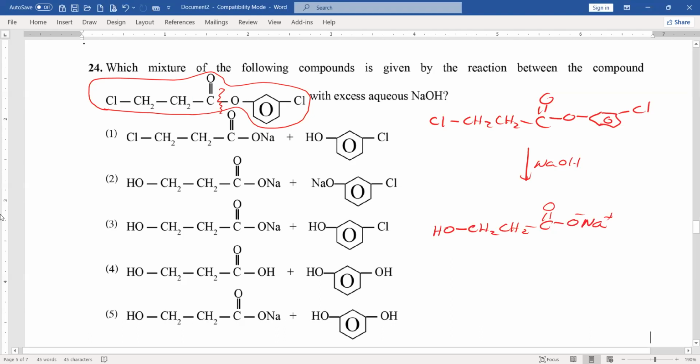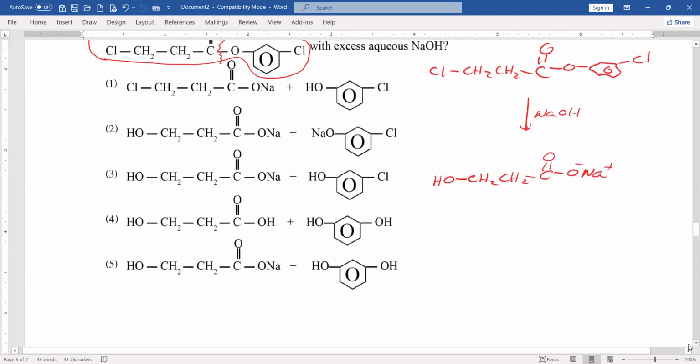And when we get the other side, you will get the alcohol. In this case, the alcohol is our phenol. So you will get the phenol. And again, phenol will react with sodium hydroxide, giving the sodium phenate. So this becomes again plus and minus.